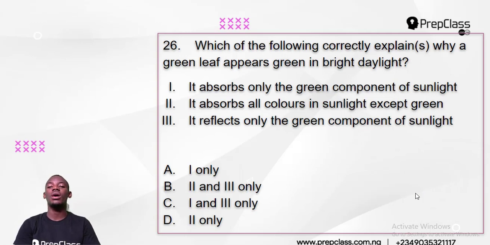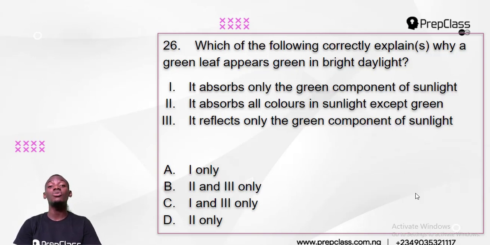Which of the following correctly explains why a green leaf appears green in bright daylight? Do you have any idea? It absorbs only the green component of sunlight. It absorbs all colors in the sunlight except green. It reflects only the green component of sunlight.